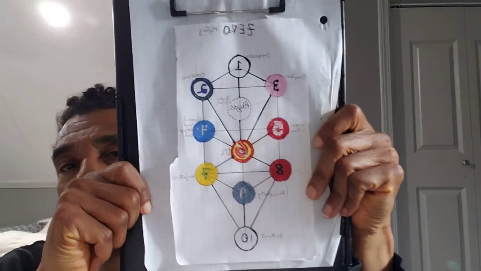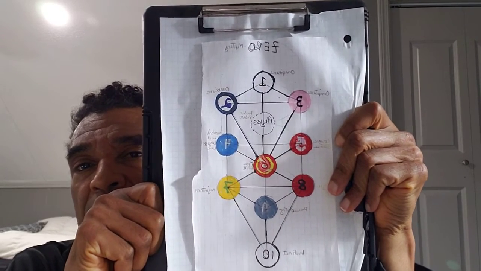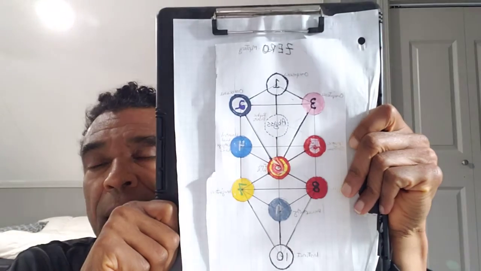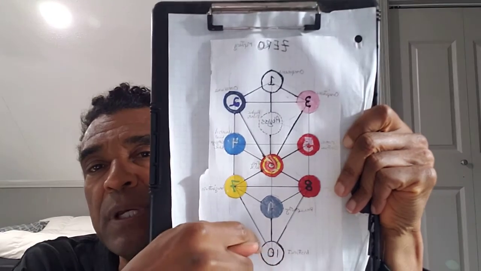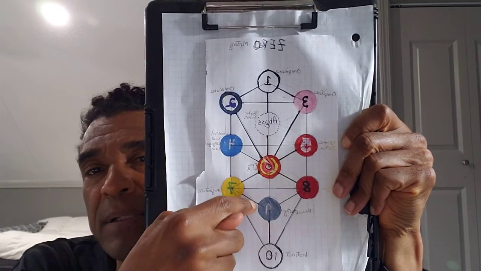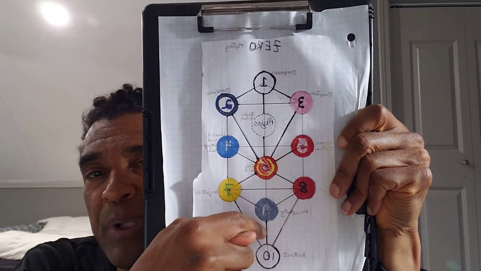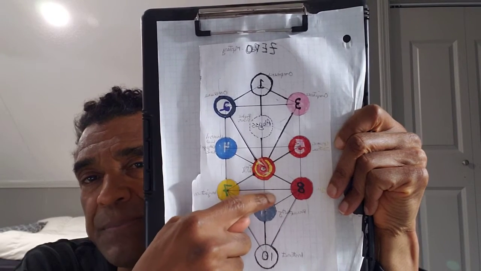All right, today we're looking at number 135. And you can see the tree here. Basically, for the purposes of this presentation, the Tree of Life is a map of our consciousness. And each one of the circles or spheres on the tree is an aspect of our consciousness, or a faculty of our consciousness, an ability of our consciousness, a potential of our consciousness.